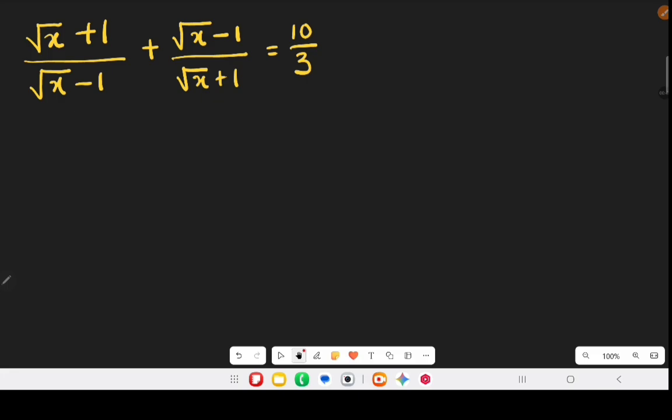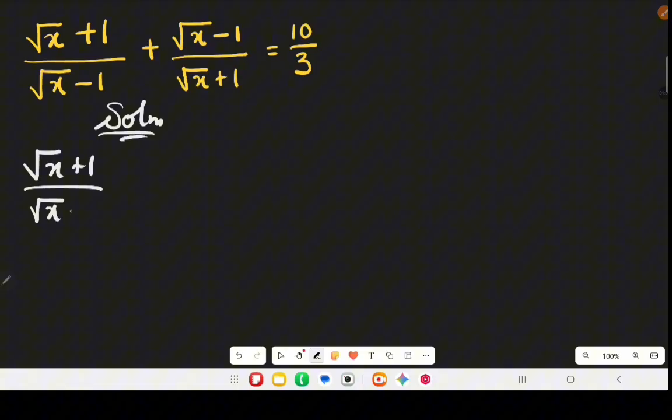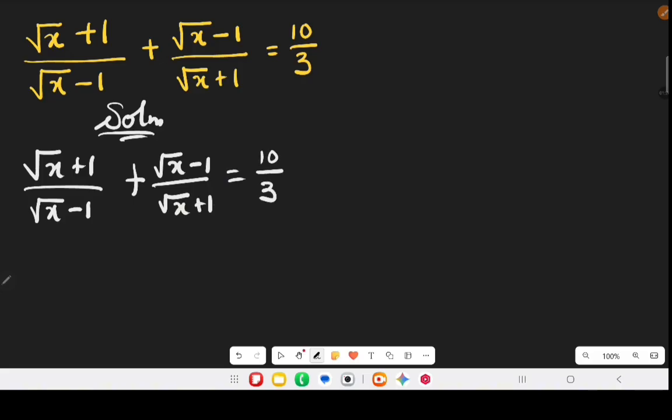So let's start. Solution. Root x plus 1 all over root x minus 1, plus root x minus 1 all over root x plus 1, equal to 10 all over 3. First, we simplify the left hand side. What we do, we look for the LCM of root x minus 1 and root x plus 1. The LCM is multiplying the two, and when we multiply the two, we have root x minus 1 times root x plus 1.